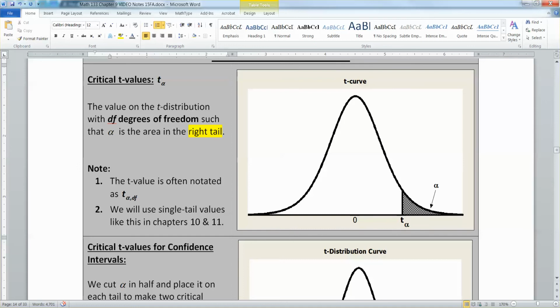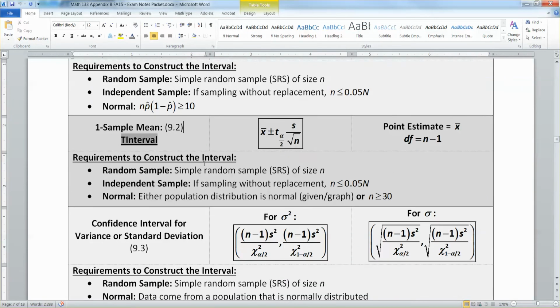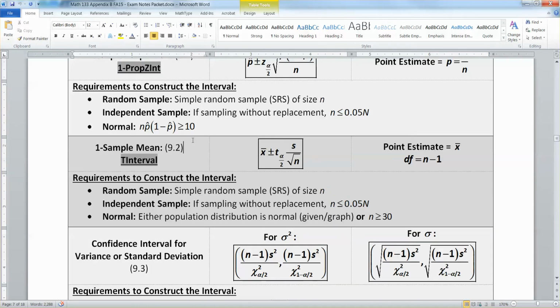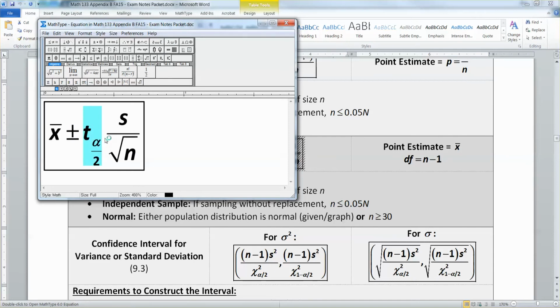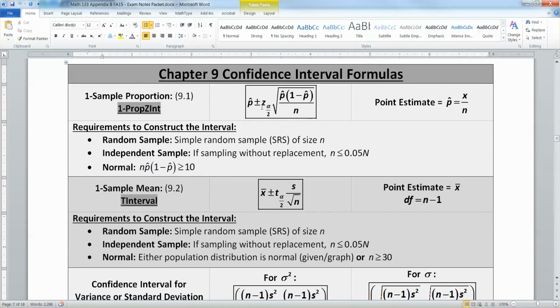Now we're going to use single tail values like this. So you're going to draw pictures like this in chapters 10 and 11. But this isn't what we need so much for confidence intervals. If you remember when we saw the formula a second ago, and we're going to see it in a minute as well, actually in about 10 minutes, there's a formula here for the confidence intervals, and it talks about t alpha over 2. See that middle portion of this formula right here? That's our critical value, just like the z alpha over 2 was for our proportions.